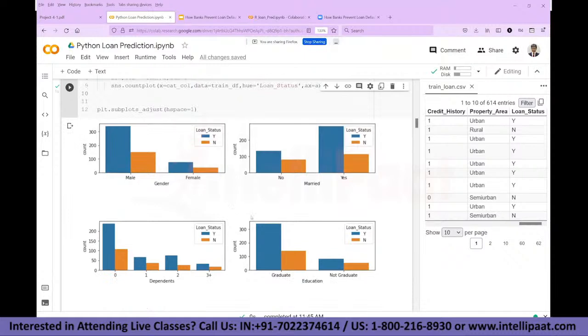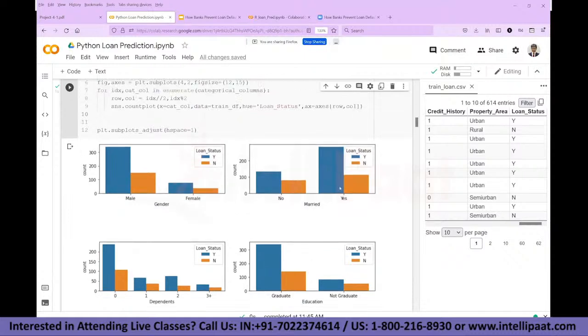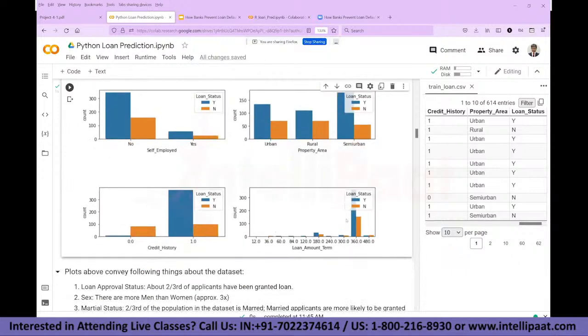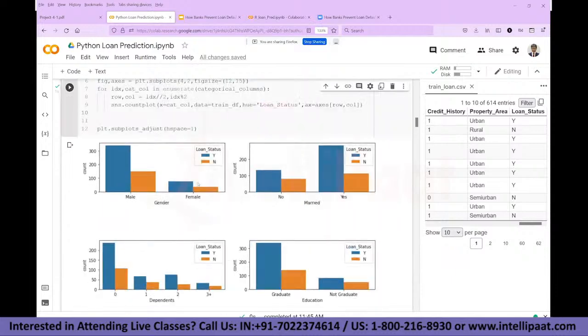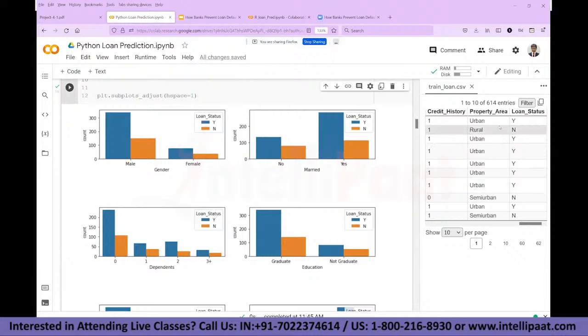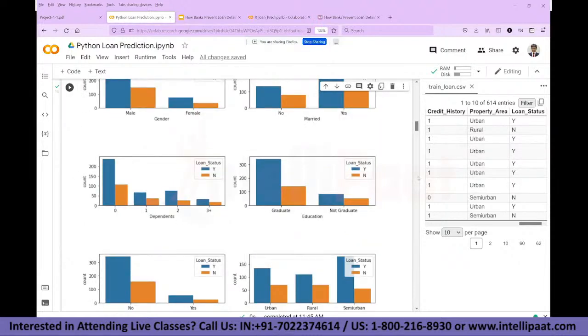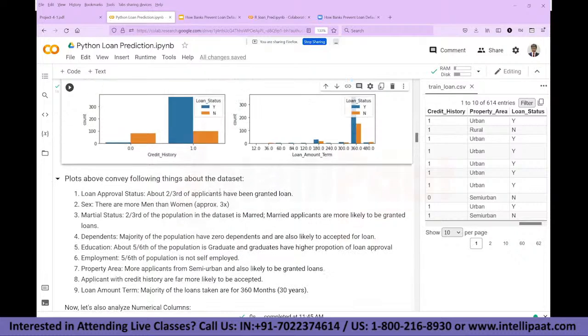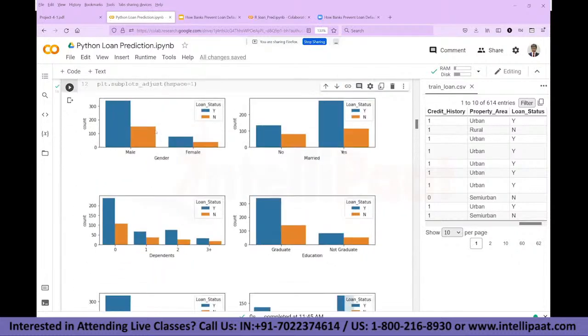Similarly, married and non-married, education, dependents, credit history, and loan amount term, all of these distributions can be plotted to understand the distribution for each of these columns and see how they impact each other. Similarly, what are the things about the data set? We see that for loan approval status, about 2/3 of the applicants have been granted loans. Like we deduced, almost 70% of the applicants have been granted loans in this case. It's from the first curve.